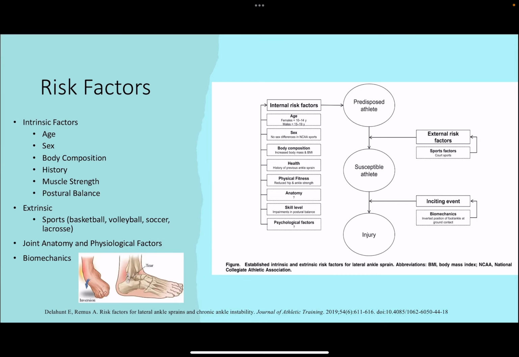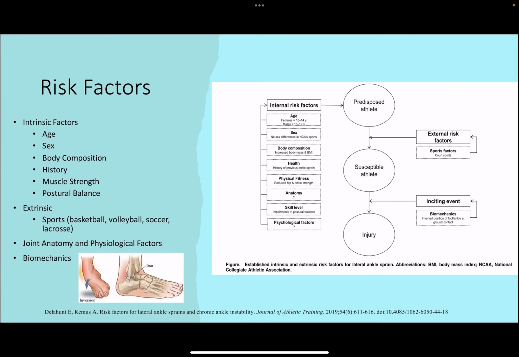Next, body composition. They found a higher rate of lateral ankle sprains in athletes with a higher BMI compared to those with a normal BMI. For health history, as we just talked about previously on the last slide, those who have a history of lateral ankle sprains have a higher chance of re-injury.